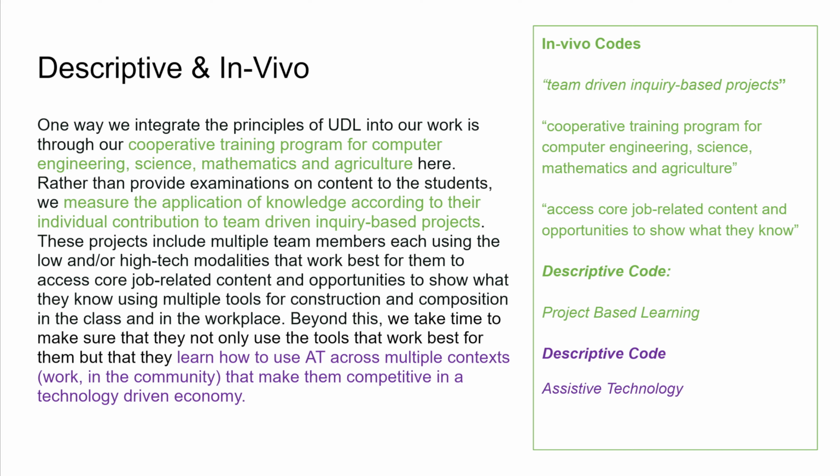I could also use the descriptive code of project-based learning. So I may have project-based learning and then my in vivo codes further explain what that is within this context. Do we see here how the in vivo codes are providing additional detail to that descriptive code? So project-based learning, we're saying, okay, well, how? Well, they say, well, it's team-driven and it's inquiry-based and it occurs within a cooperative training program. And the whole goal is for them to access job-related content. So that's how they're doing project-based learning.